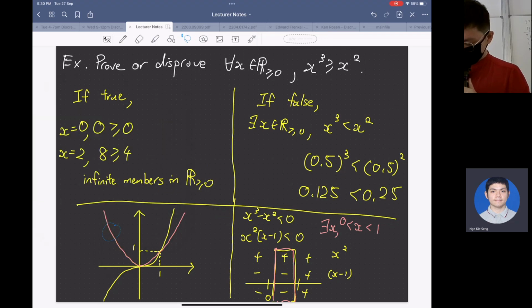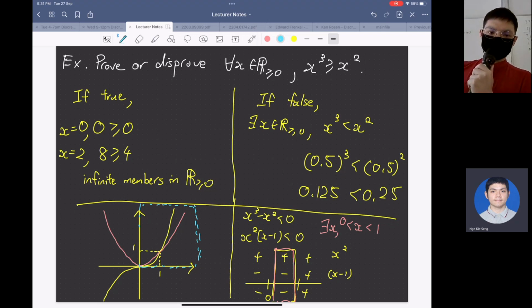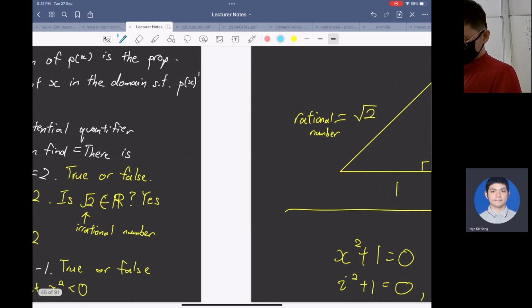So see, we only care about the first quadrant here because we look at r greater or equal to 0. So we're only interested in this quadrant here. Okay. So I produced a geometric proof and an algebraic proof in this case. Although this is simple, make sure you understand it. Okay, next.